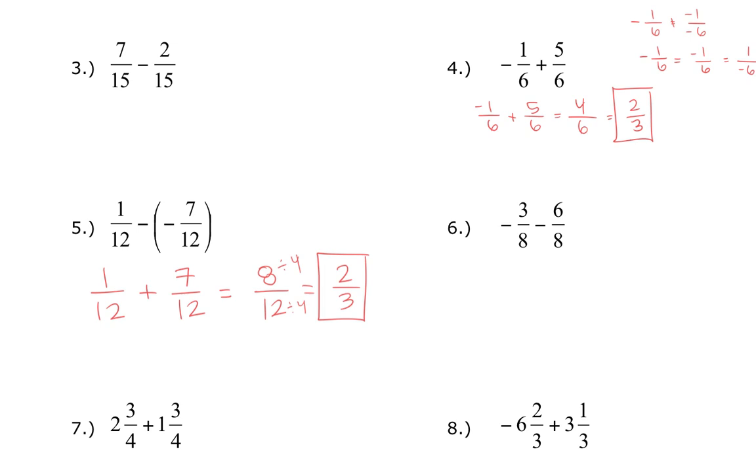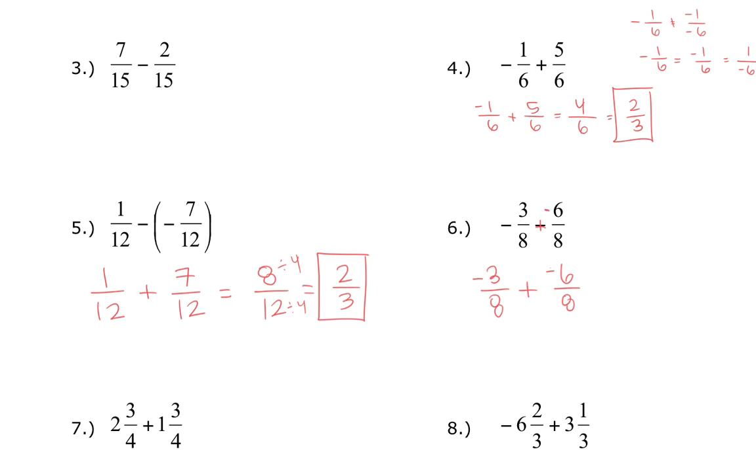Again, I have subtraction, so I'm going to make this addition. And as I rewrite it, I'm also going to put those negatives in the numerator. So negative 3/8, I'm going to put that negative sign with the 3. Then I'm going to make this addition, because I'm going to keep, change. So I keep the first fraction, make it addition. The 6/8 then becomes negative. Or again, you could do that within the problem here like that.